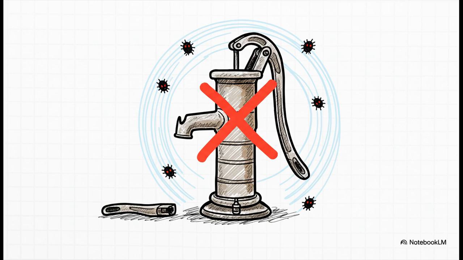He took his evidence to the local authorities, and he convinced them to take a simple but absolutely decisive action. They removed the handle from the Broad Street pump. By disabling the source, he broke the waterborne mode of transmission, and just like that, the outbreak ended. It's such a powerful symbol of public health in action.